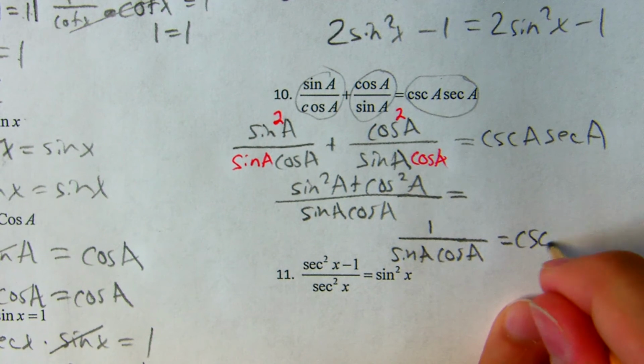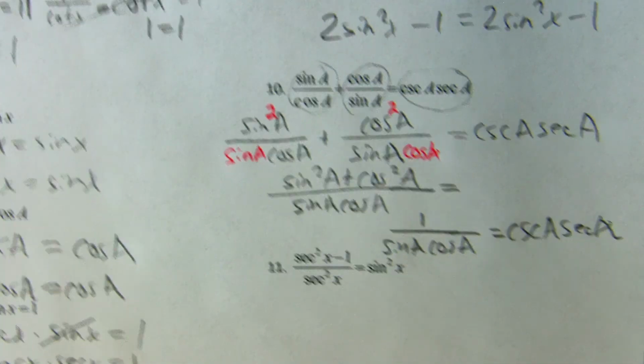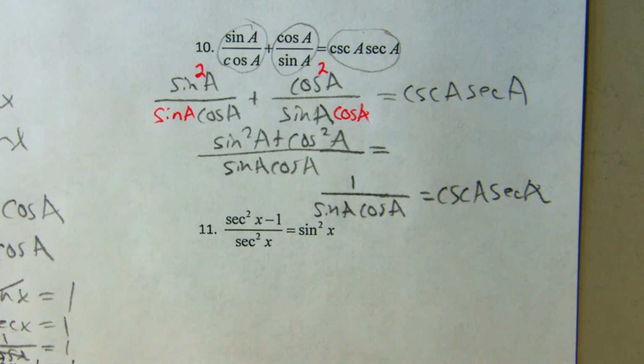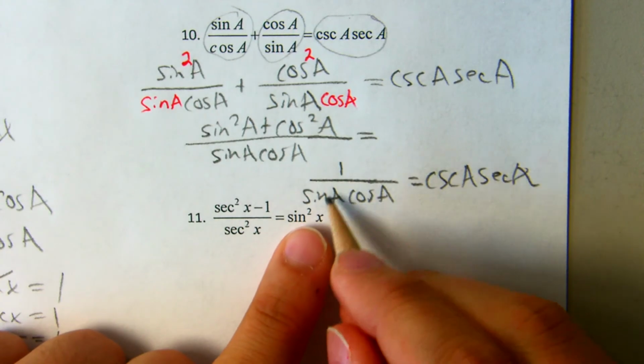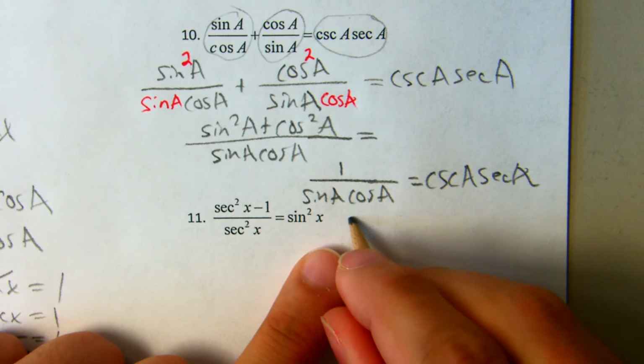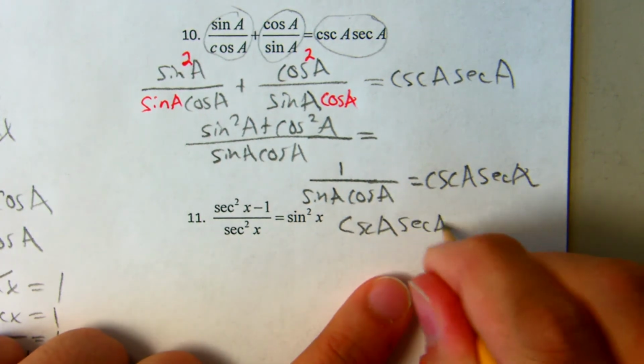And I've really just been doing the only thing I can think of. I haven't even really been looking at the other side. But now to know if I'm finished or not, I'm going to look over to the other side. And I'm basically done if I know my reciprocal identities. 1 over sine is cosecant, and 1 over cosine is secant.